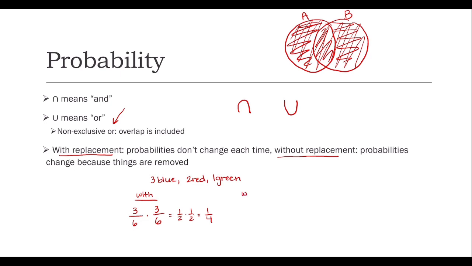But if it's without replacement, the probability of drawing 2 blue would be 3 out of 6 times, now there's only 5 marbles left, so it's out of 5, and only 2 blue are remaining because we already pulled a blue out. So it would be times 2 out of 5. When we multiply this, we could simplify these to 1 and 3, and then 1 and 1. So this would just become 1/5. So your probabilities are different if you do replace things versus if you don't.